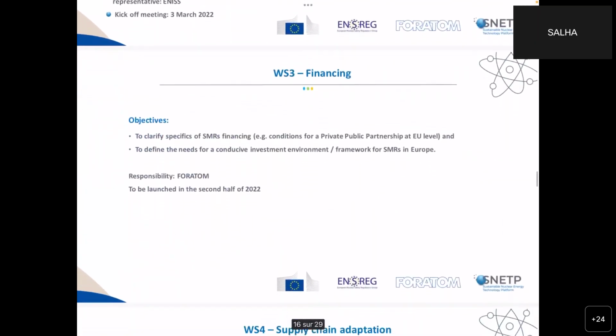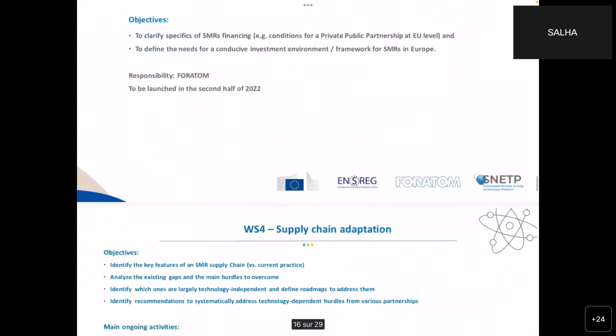The third work group of our partnership is about financing. So frankly speaking, this one has not yet begun. The main question is in fact the question of taxonomy. So we are waiting a little bit for the result of the vote of the parliament today. The idea is to launch this partnership in the second half of 2022. And the idea is to try to find a way to simplify or to clarify the financing of SMRs.